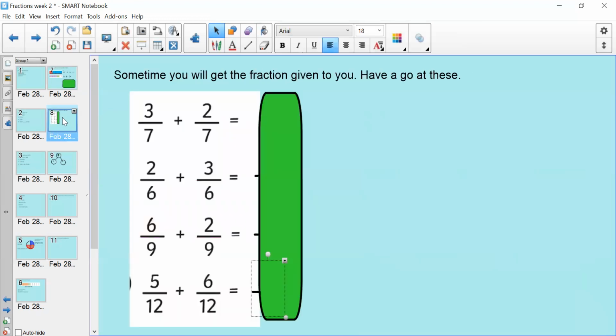Okay, so sometimes you won't get a shape to show up when you are having an addition question. Sometimes you will only have the fractions. So of course you can draw models to help you add, but have a go at adding these fractions without a model. So pause the video now and have a go at that.